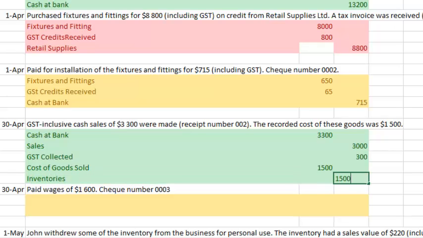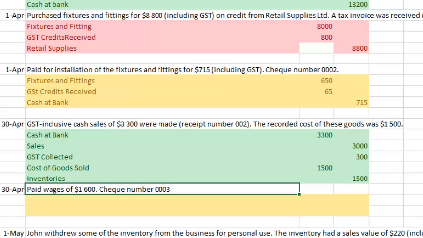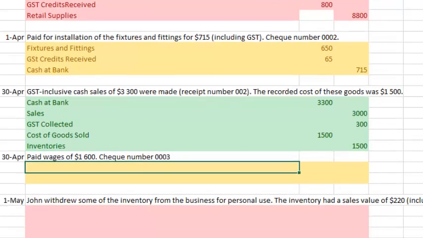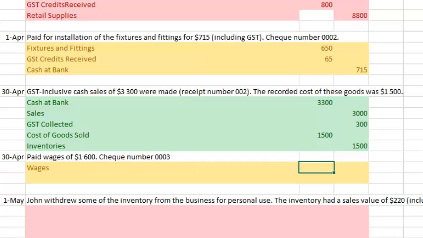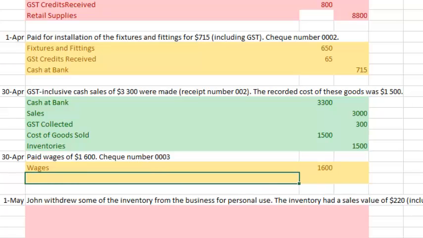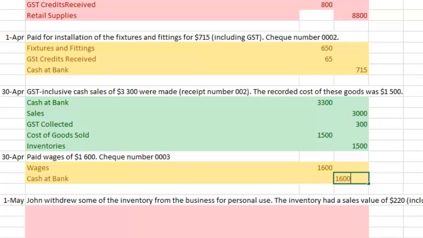Let's just check the logic of this. Cost is an expense, it's a debit. A decrease in an asset, for inventories going down, therefore we have that credit there. This next entry is quite simple. Wages is one of those ones where no GST is paid. That's $1,600. You can see that again it is a cheque number here, so we've got cash at bank, $1,600. That's quite easy. Okay.